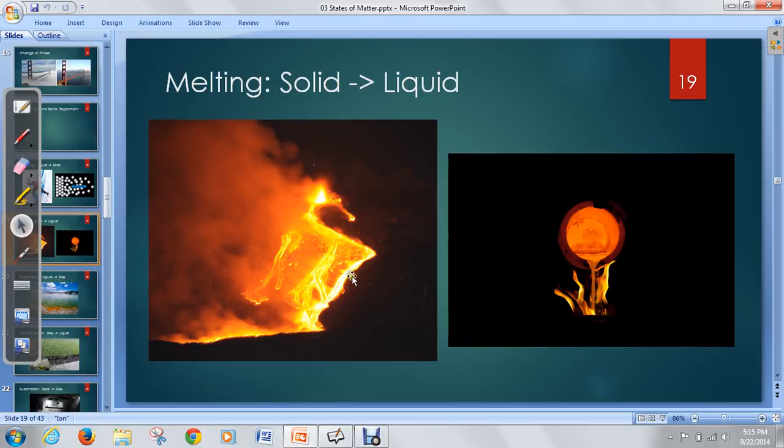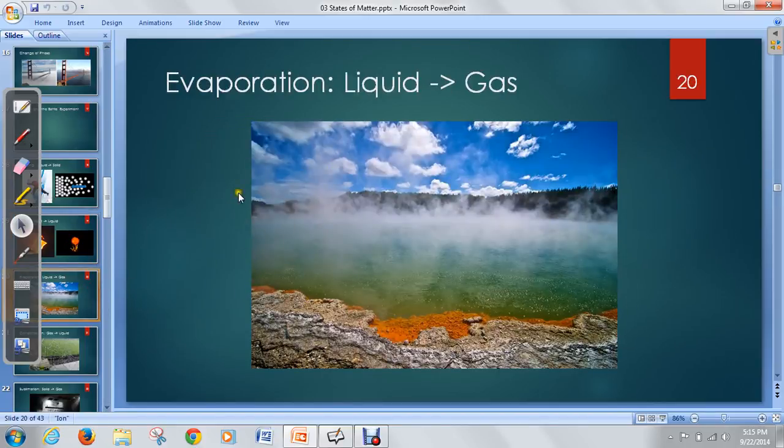Okay, you can think of a volcano or a forge. When they're heating the hot metal up, it turns from its solid form into a liquid form that they can use. Then we talked about evaporation, which is liquid to gas. You can think of hot springs, boiling water. That steam, that gas, comes from the liquid. So that's evaporation.